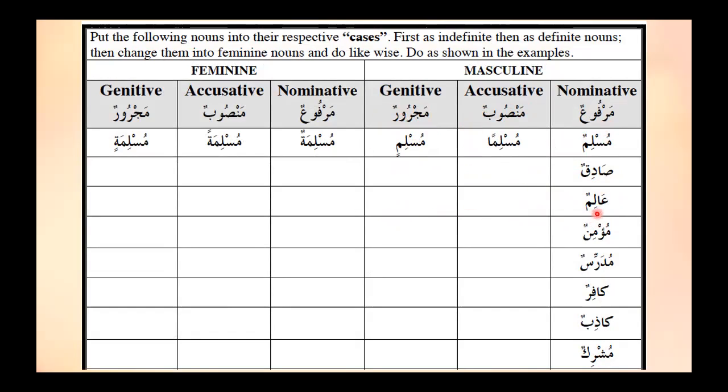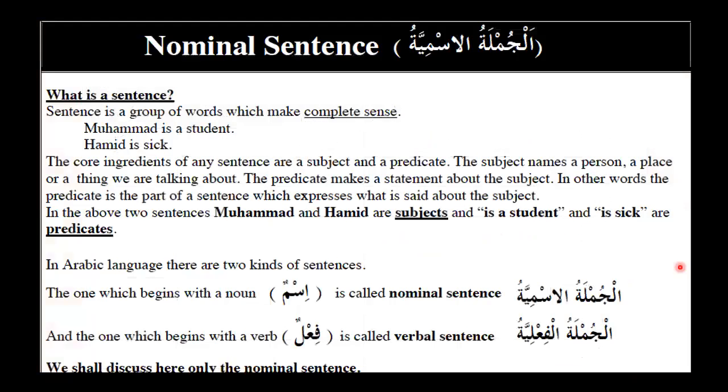So you notice there's a little alif here. So don't worry about this alif. It is just a spelling rule. For now, just focus on how it ends over here and how the states are changing. Okay, so mu'minun, mu'minan, and mu'minin. All right. So inshallah, you can practice these ones on your own. And from next time, we will cover the nominal sentences.